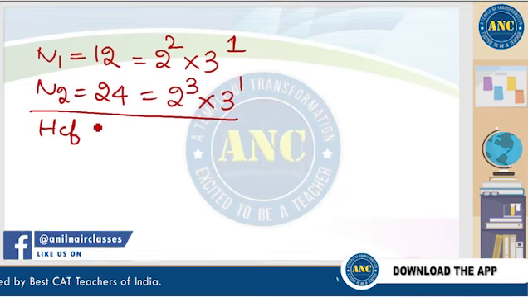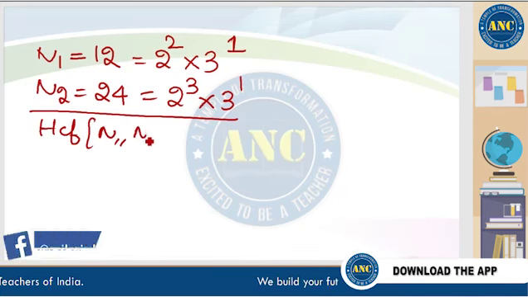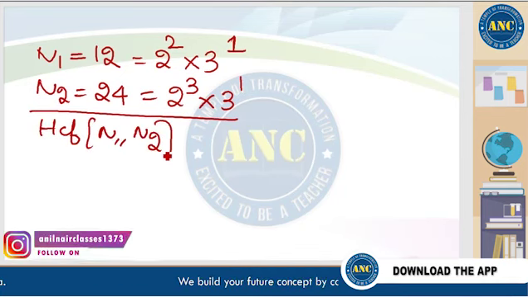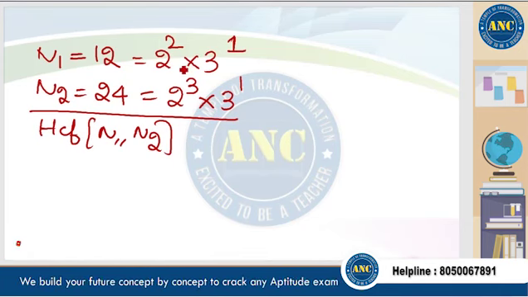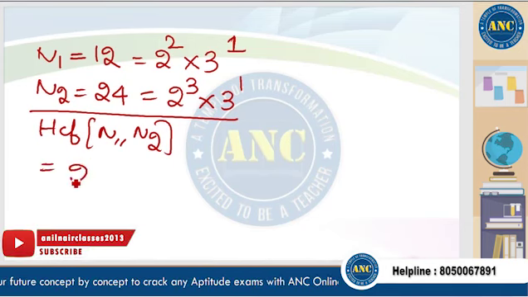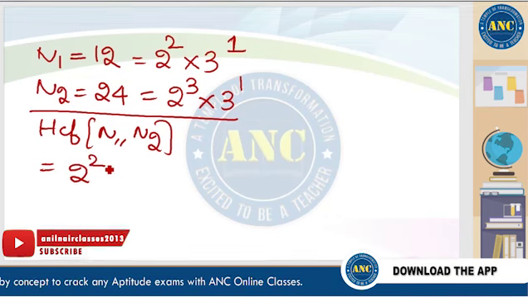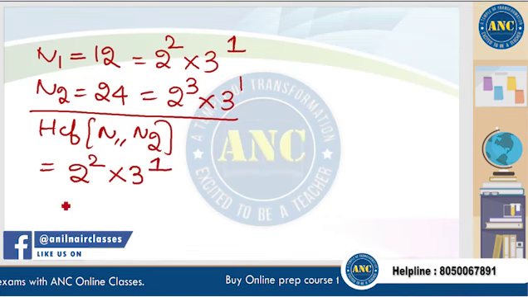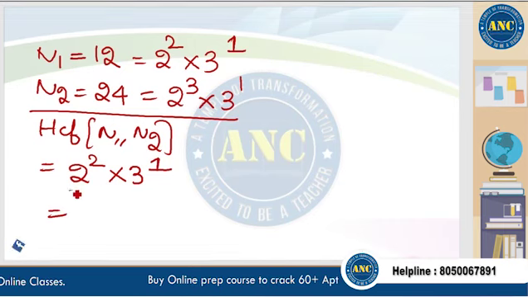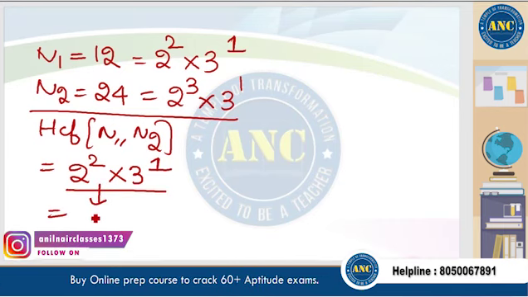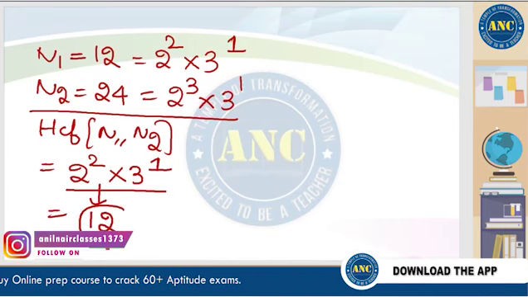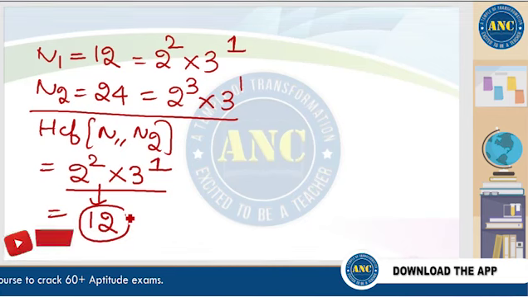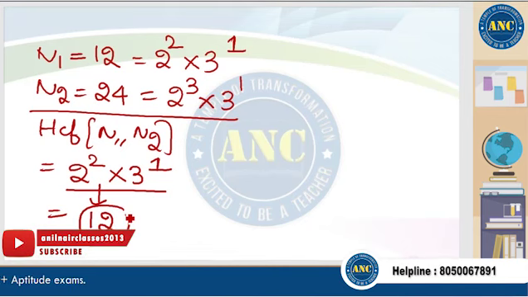HCF of n1 and n2. HCF means I have to take the lowest power of the common prime basis. 2 square, 2 cube. Lowest is 2 square. Both of them contain 3 power 1, so it is 2 square into 3 power 1. 4 into 3. Answer is 12. This is nothing but a prime base concept.